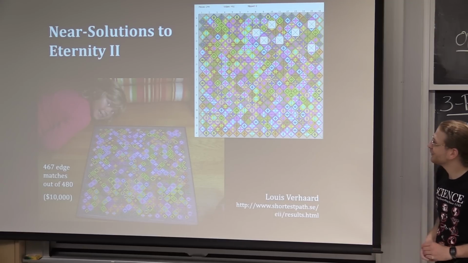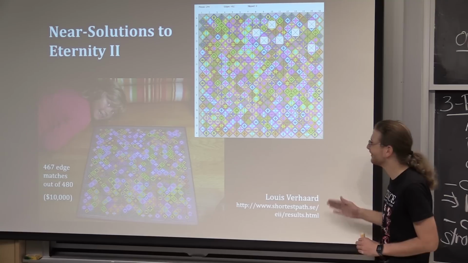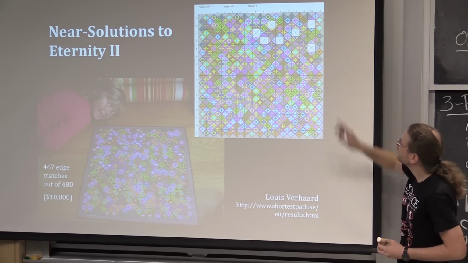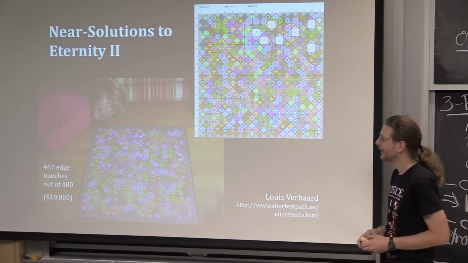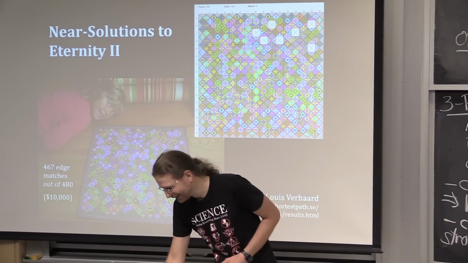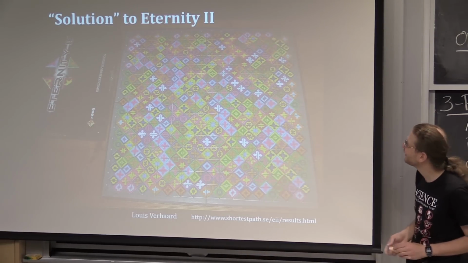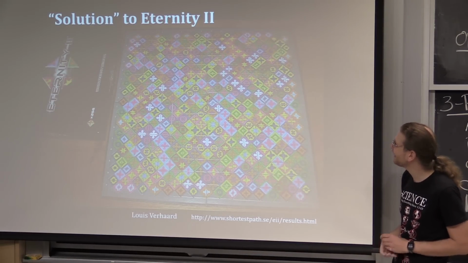I don't know for sure. I would guess that it's Lewis's daughter. Here's a different almost solution where there's some missing tiles, but everything matches. And then at the bottom of his webpage, you should check it out, it's fun, he says, and here's a solution to Eternity 2. And I looked at this for a long time, I was like, I don't see any edge matches.